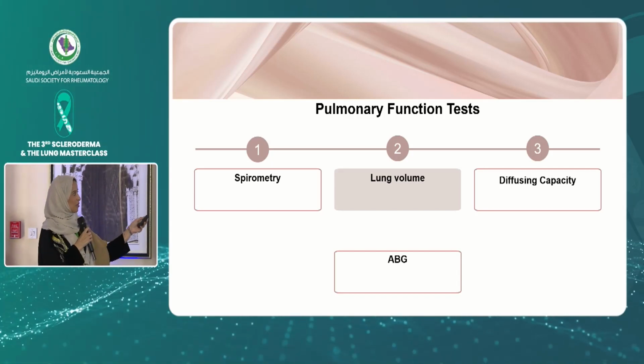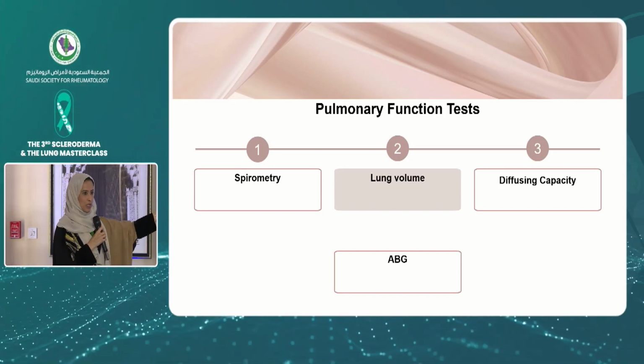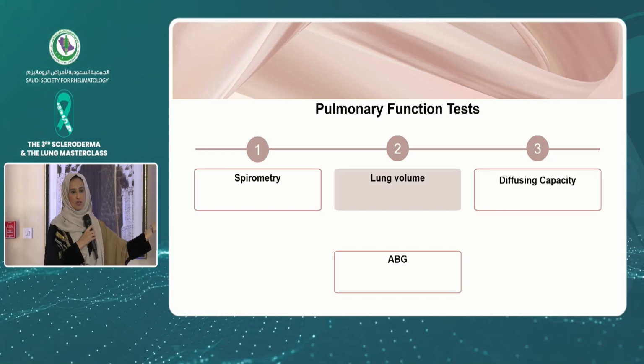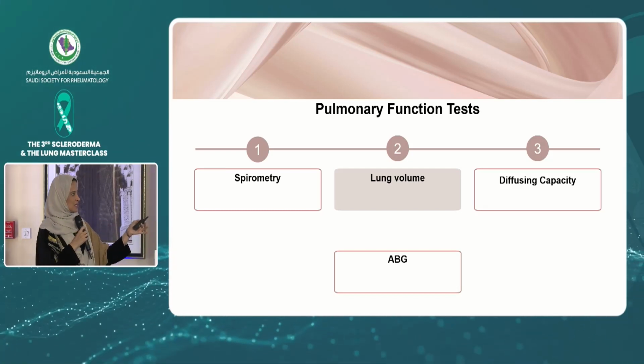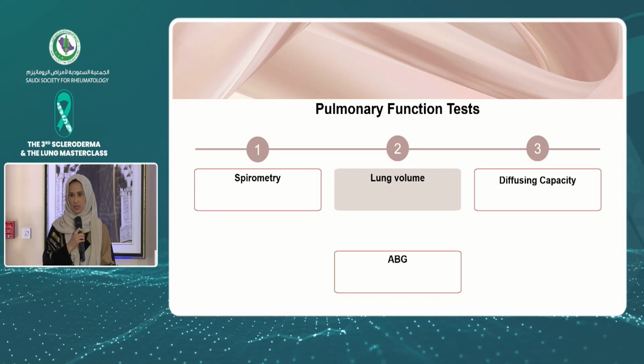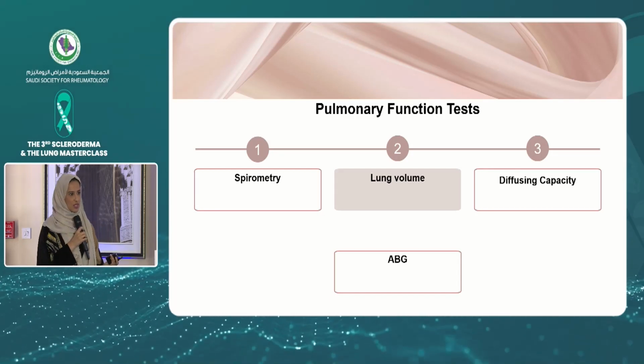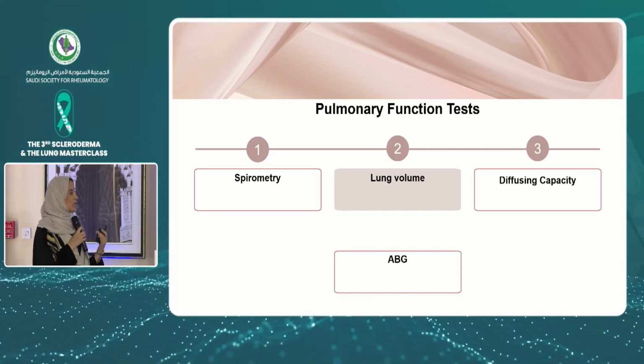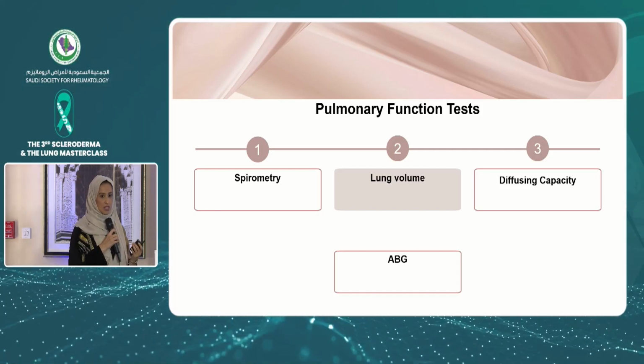When we say so, it could include spirometry. We're going to go over that quickly. Lung volumes measurements, diffusing capacity, even arterial blood gas is a PFT. Even the walk test is a PFT. CPET is a pulmonary function test because you want to see how strong the lung function is.